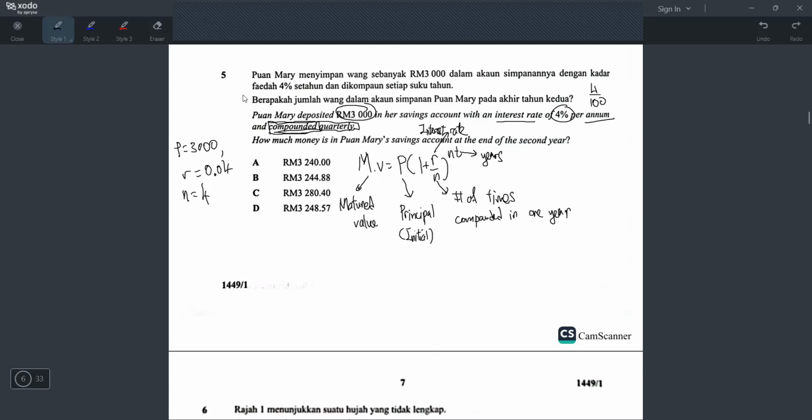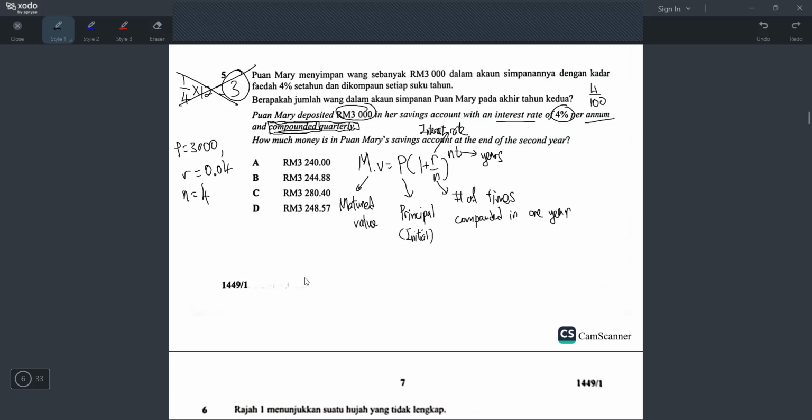A common mistake is students will do it like this. They will think, oh, quarterly. Quarter means 1 over 4. And what they do, they times it with 12, because they thought they want to find the number of times compounded in 1 year. So they do like that and then they will get 3, and they will say the n is 3. This is wrong. You cannot do like that. So remember that compounded quarterly means you compound 4 times in 1 year. That's what it means, right?